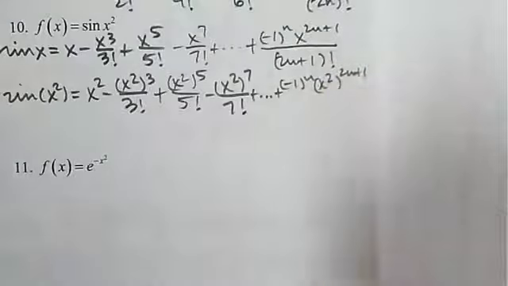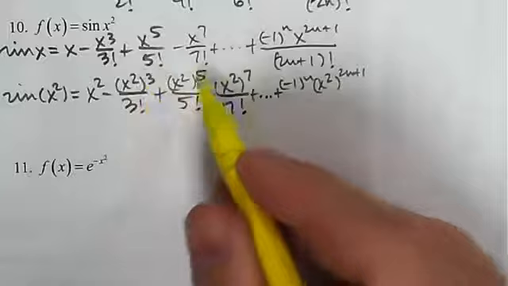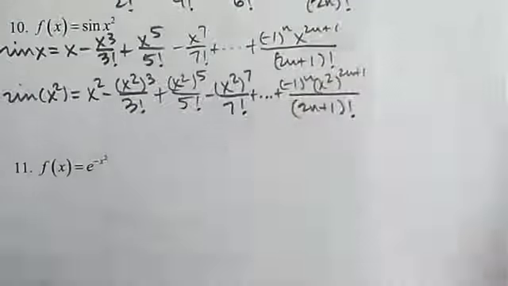Which would make that x to the 4n plus 2. If you think about it, 2, 6, 10, 14, that's 4n plus 2. Divided by this (2n plus 1) factorial number.